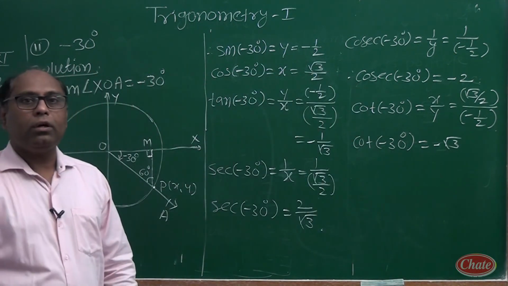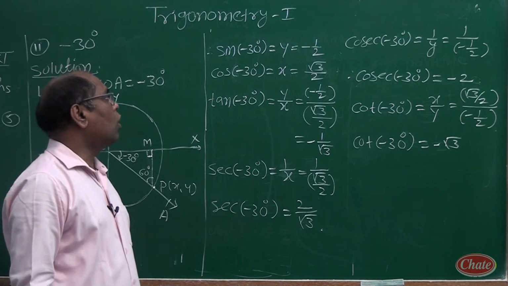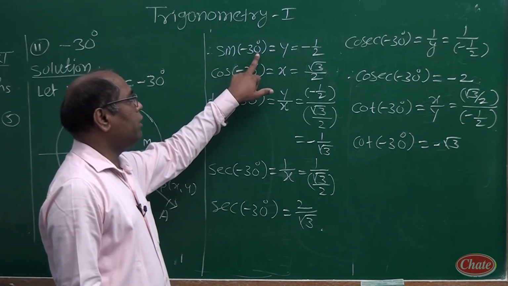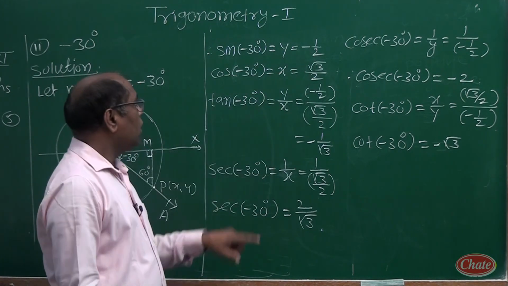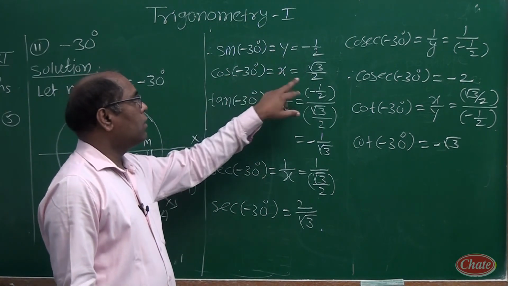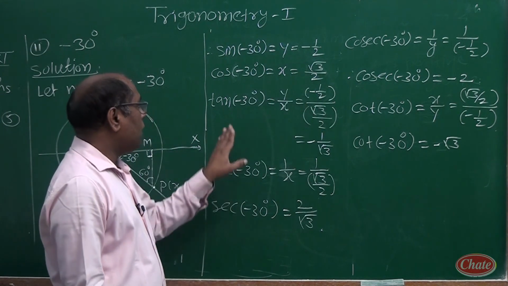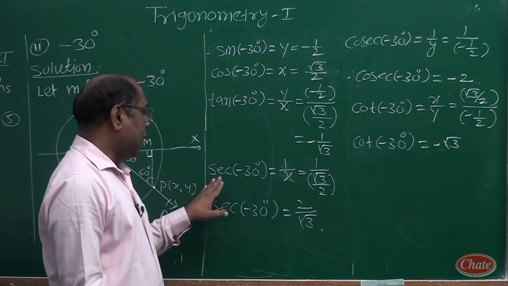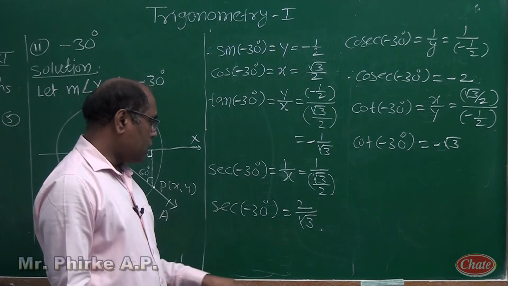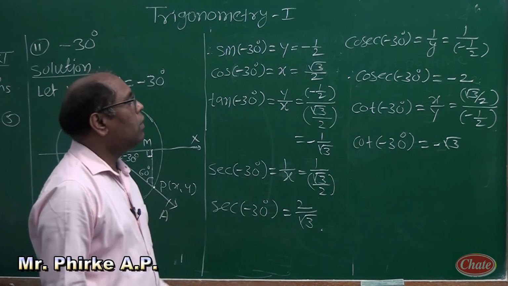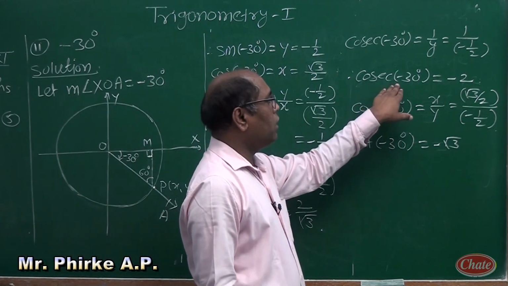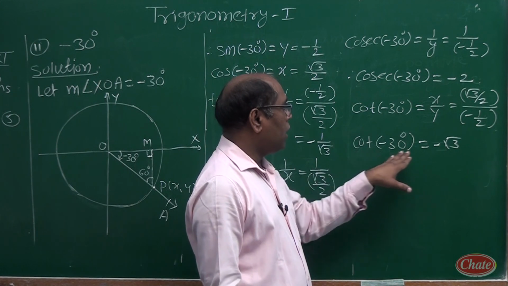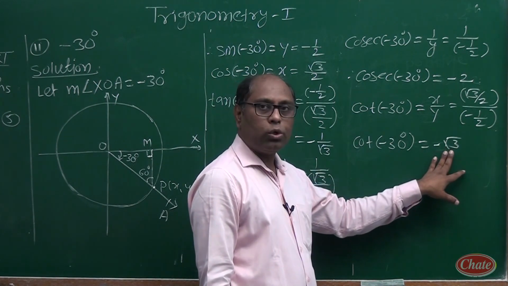Okay, so the trigonometric functions of minus 30 degree are: sine of minus 30 degree is minus 1 by 2, cos of minus 30 degree is root 3 by 2, tan of minus 30 degree is minus 1 upon root 3, sec of minus 30 degree is 2 upon root 3, cosec of minus 30 degree is minus 2, cot of minus 30 degree is equal to minus root 3.